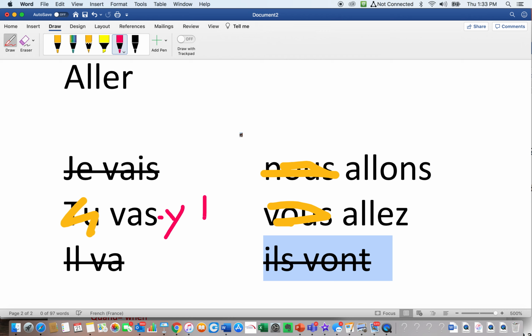What we're going to do is say vas-y, which means go ahead or go there. That y literally technically means there. We could have allons-y, which means go ahead or let's go. Okay? Allez-y, and you connect it with a hyphen. It's just a thing. No explanation for that. Allons-y means let's go or let's go there. Allez-y, let's go ahead, go there.